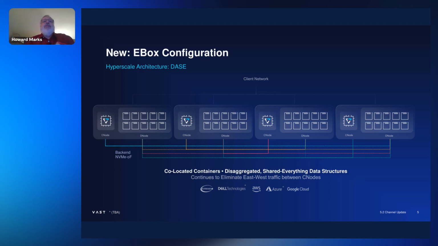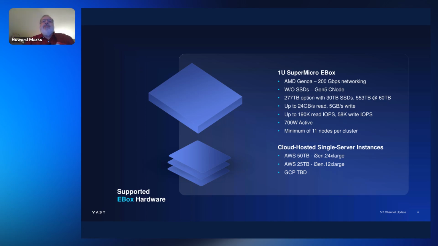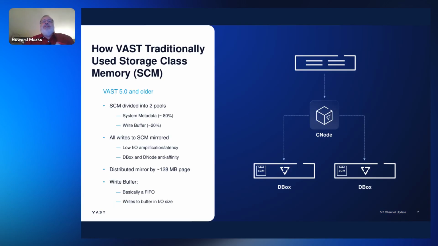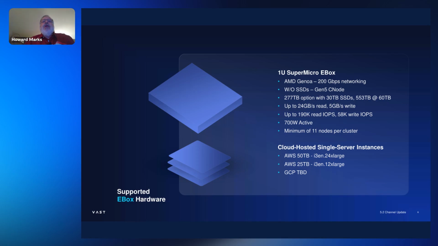The big thing to remember about E boxes is that E boxes use the DBox HA data layout. So E-boxes are a solution for hyperscalers and large-scale environments. They're not a mechanism to bring VAST down to a small scale. The minimum cluster size with E-boxes, as with DBox HA, is 11 D-boxes.